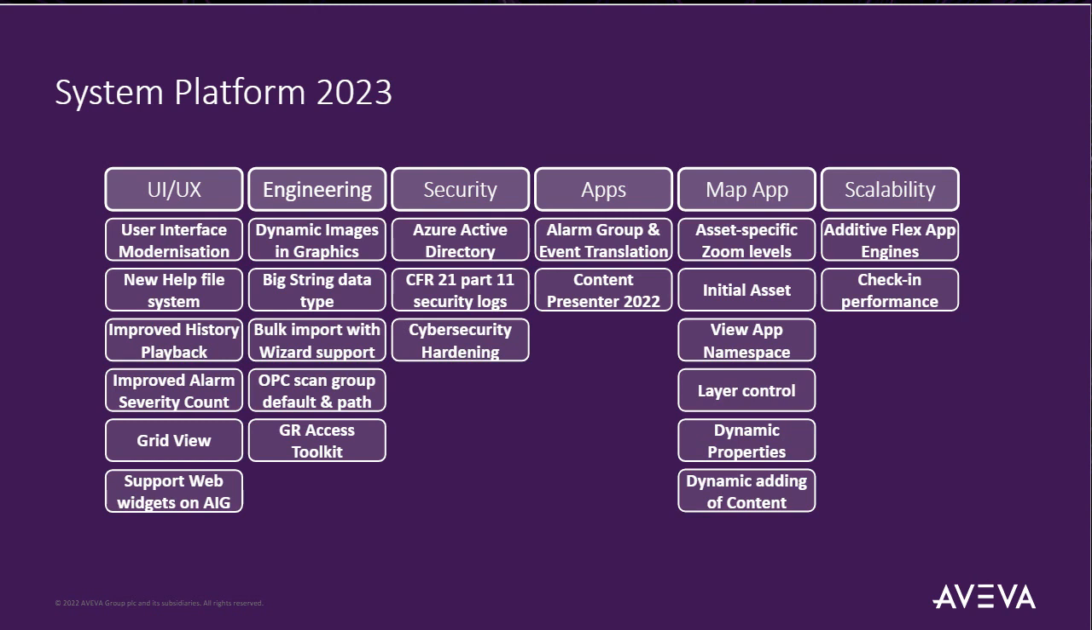But we now have Galaxies that run about 500,000 objects. Never mind I/O, just objects in there. And checking in those things can take a very long time, or used to in the older versions. So with the last couple of PIs, the last couple of quarters and releases, we've made the check-in much, much faster.